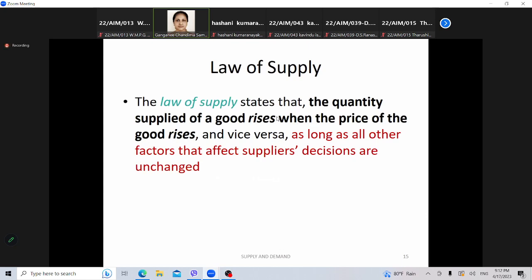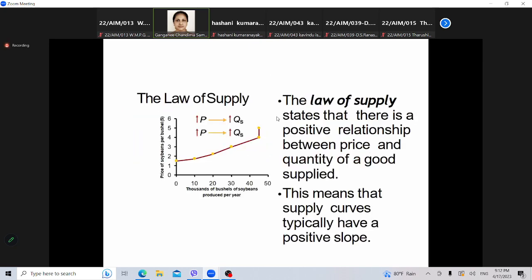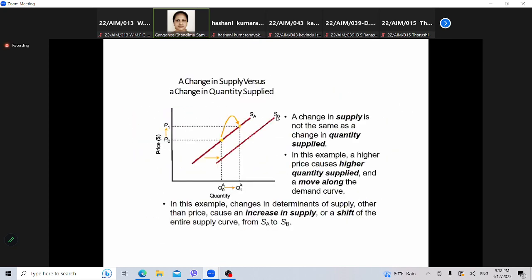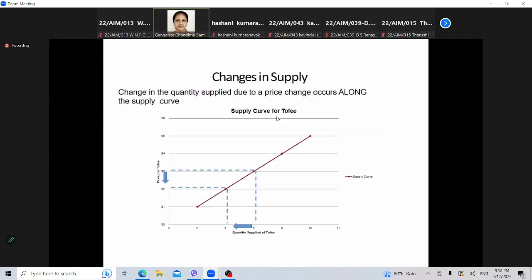Then we will move to law of supply. The law of supply states that the quantity supplied of a good rises when the price of that good rises, and vice versa, ceteris paribus. All other factors that affect suppliers' decisions are unchanged. That means the other factors that affect supply in particular are unchanged, because many factors are affecting it, as we explained in this model.